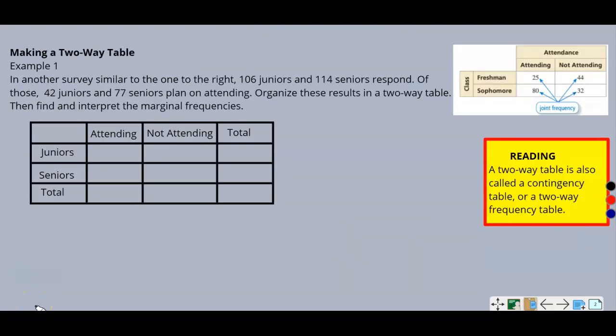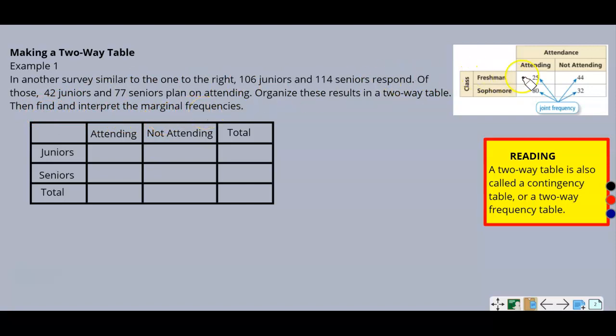Example 1, making a two-way table. In another survey similar to the one to the right, 106 juniors and 114 seniors respond. Of those, 42 juniors and 77 seniors plan on attending. Organize these results in a two-way table. Then find and interpret the marginal frequencies. All right, so I'm not really sure what they're planning on attending, but we're going to make a table and look at these values regardless.